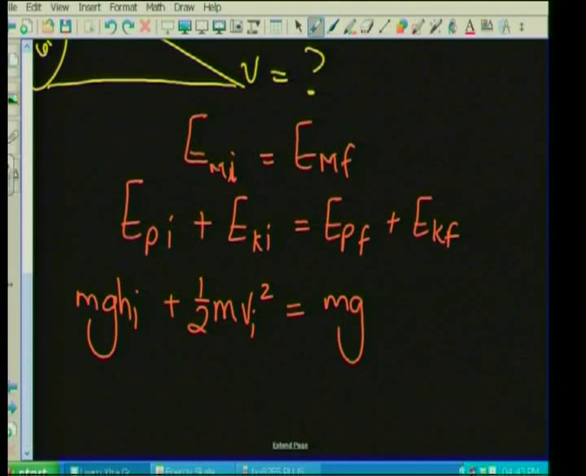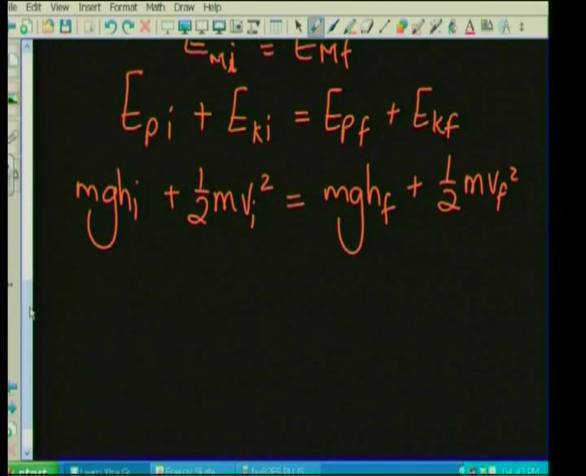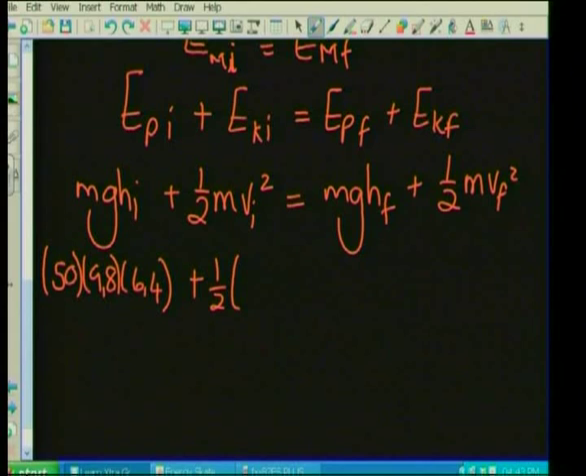is now equal to my final potential plus my final kinetic. Alrighty, so we know her mass is 50, gravity is 9.8. They said the slope was 6.4 meters high. Initial velocity is 0.